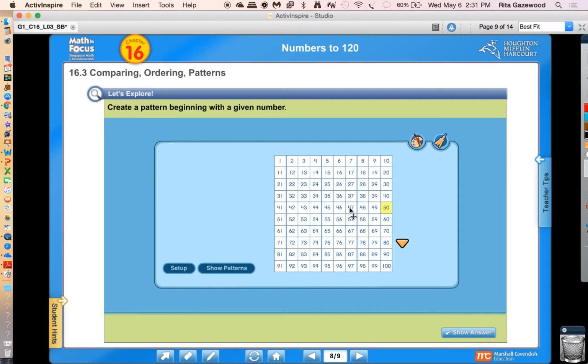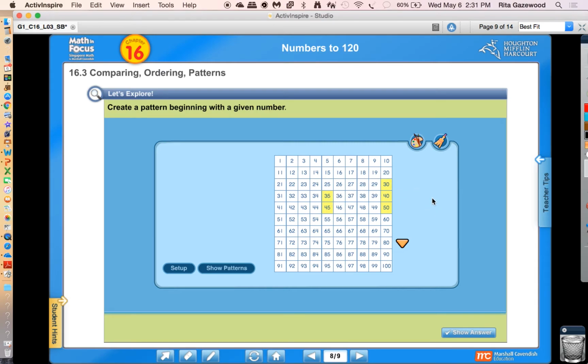1, 2, 3, 4, 5, tap. So if I'm counting backwards, we start here. 50, 45, 40, 35, 30.